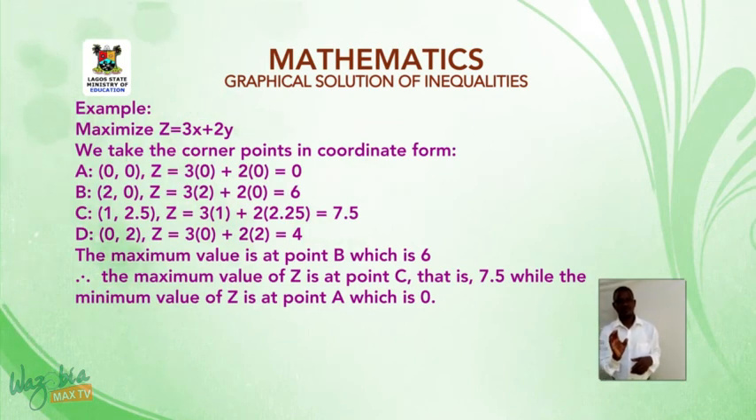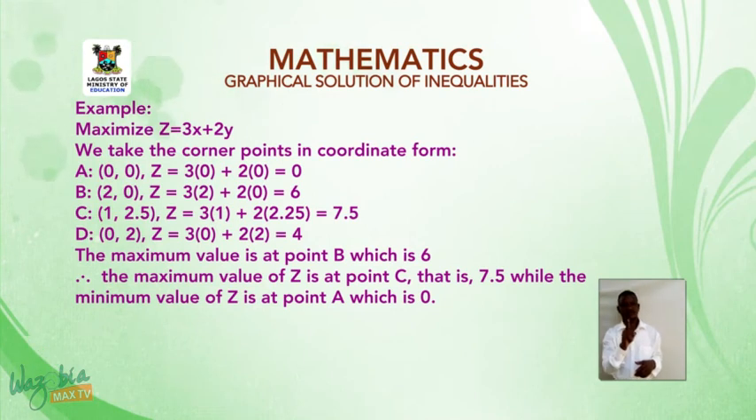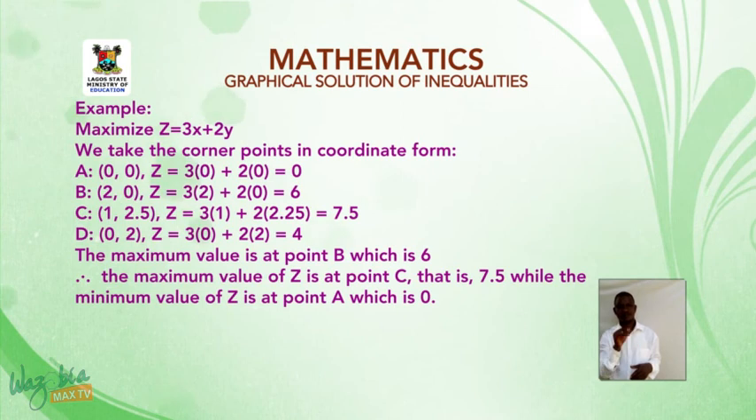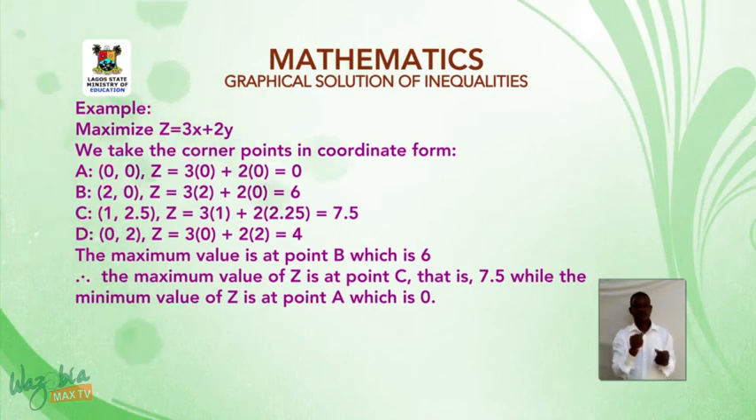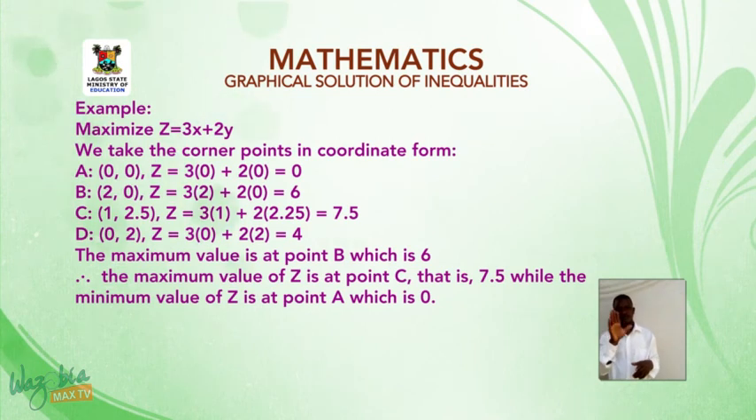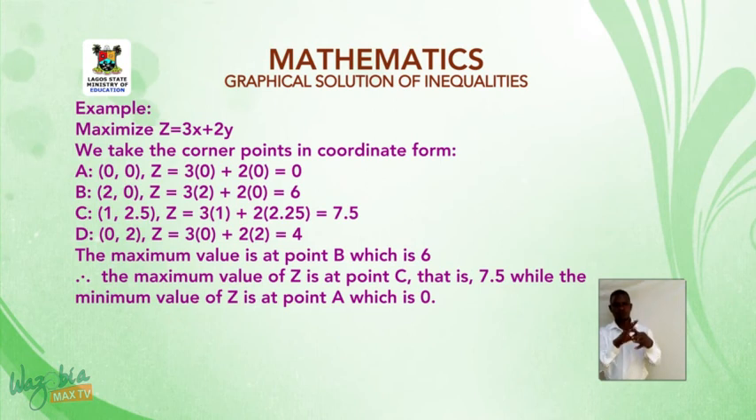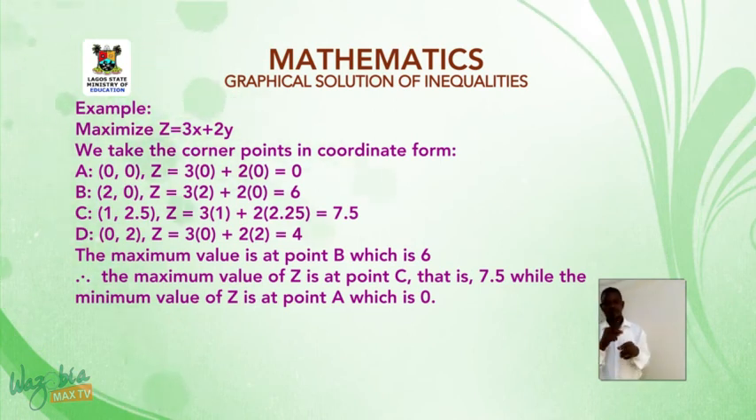C is (1, 2.25). Therefore, z is equal to 3 into 1 plus 2 into 2.25, which gives us 7.5. D, (0, 2) is the coordinate. Therefore, z is 3 into 0 plus 2 into 2, which gives us 4.